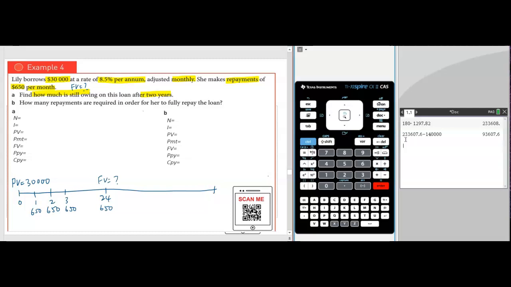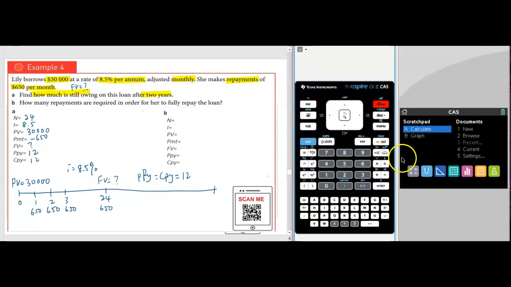So the interest is 8.5%. Right, your PPY equals CPY equals 12. So N equals 24, I equals 8.5. Present value, positive because the bank gives money to Lily. Payment, negative 650. Future value, unknown. So PPY, CPY, 12. Let's move to the calculator.